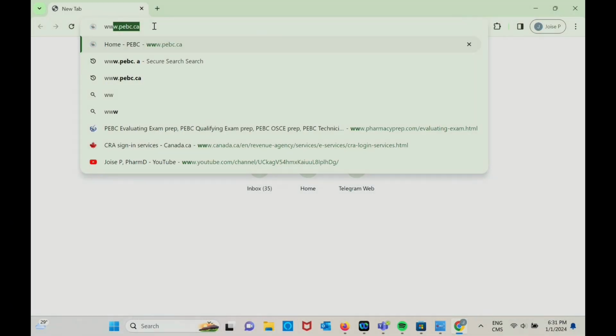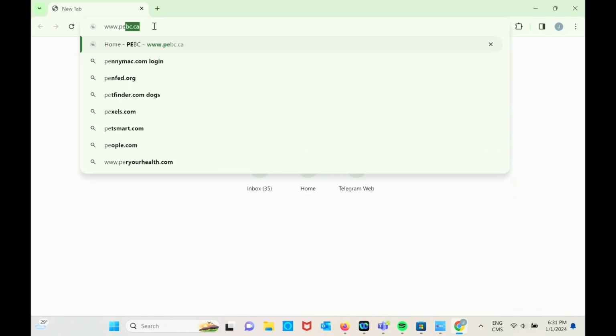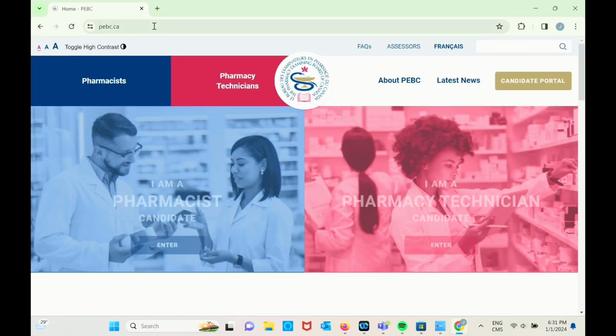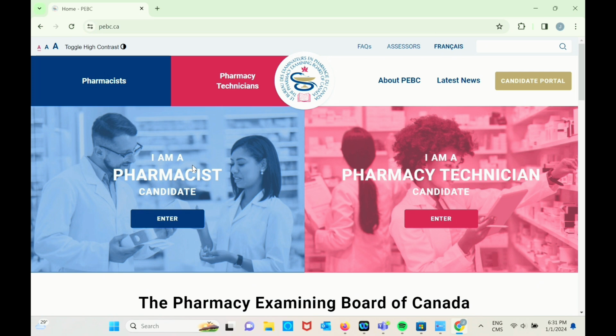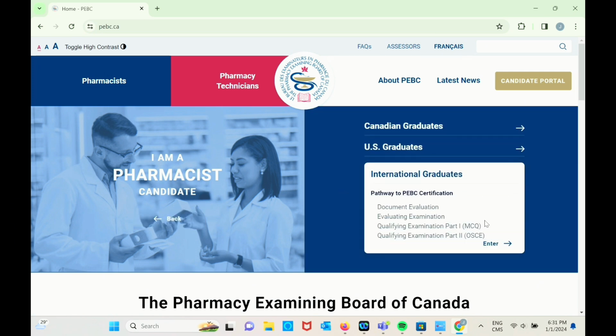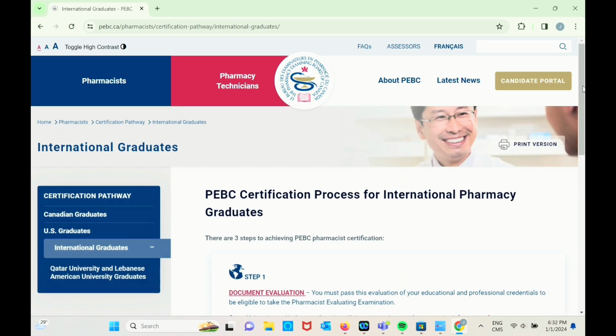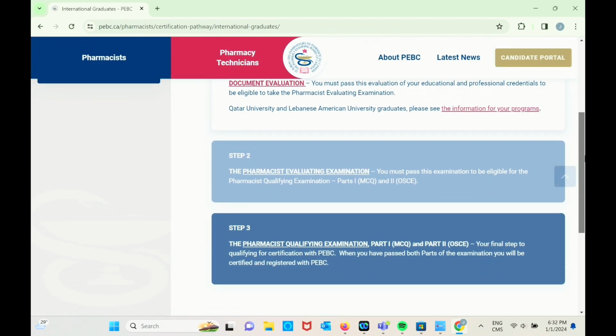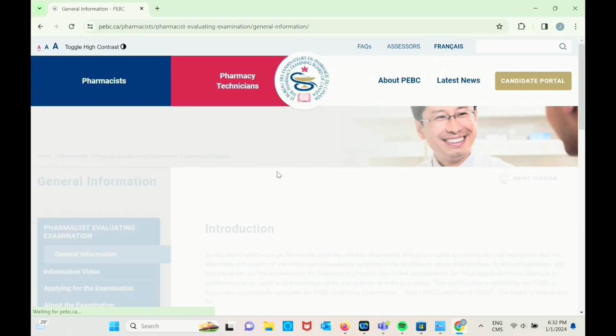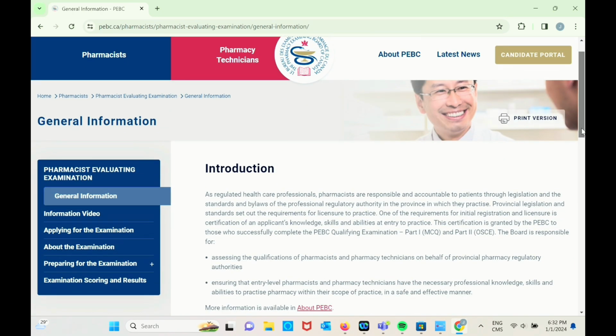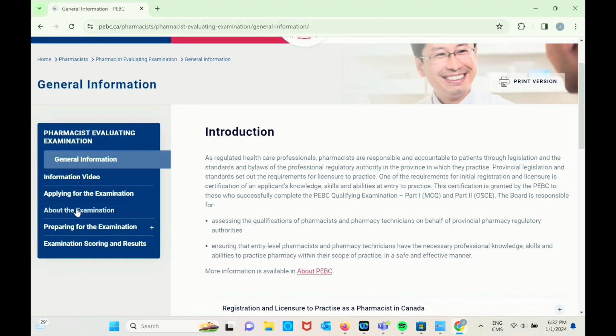Okay, let's go to www.pebc.ca and you'll see separate windows for the pharmacist and the pharmacy technician candidates. So let's choose international graduates, enter, and I'll see the different steps. And we have to check for the evaluating exam. On the left-hand side, you'll see a blue box which will tell you about the examination, preparing for the examination, examination scoring, and results.